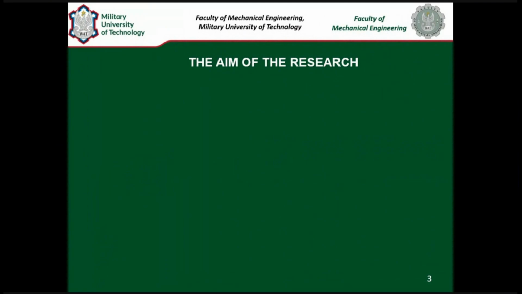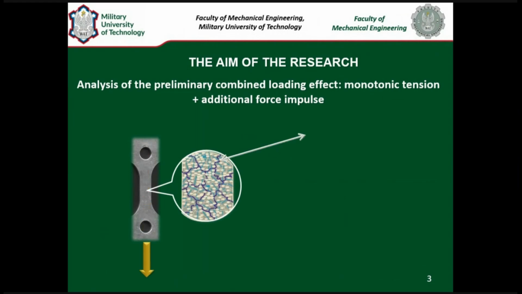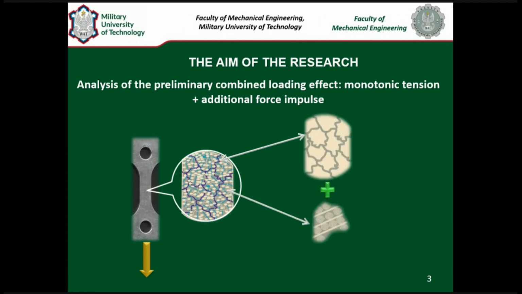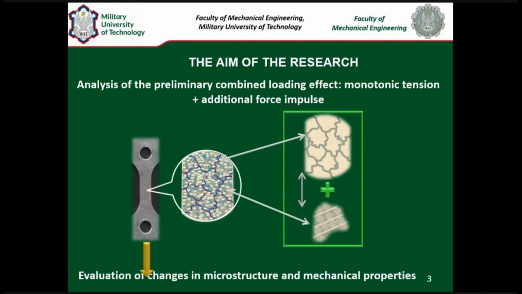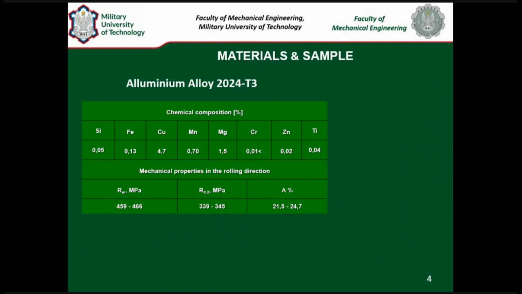The aim of the research is to analyze preliminary combined loading effects: monotonic tension and additional force impulse. As I say, the change of structure at macro level, micro level, and meso level is connected to this scale. How does the evolution of microstructure change influence mechanical properties? The material used for the test is aluminum alloy; the chemical composition is presented in the table along with mechanical properties.